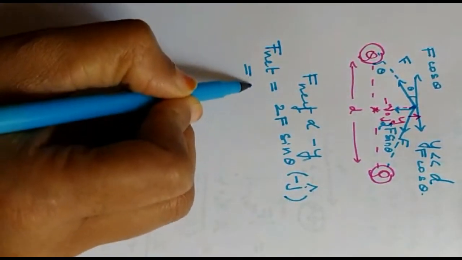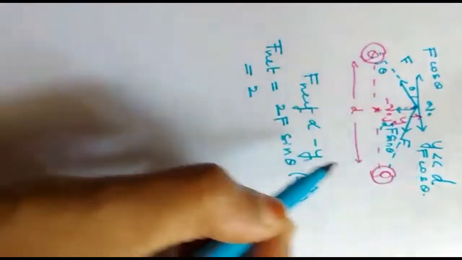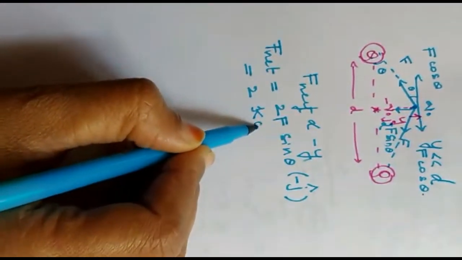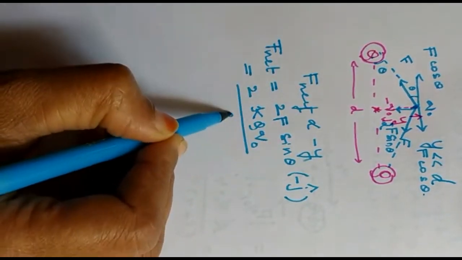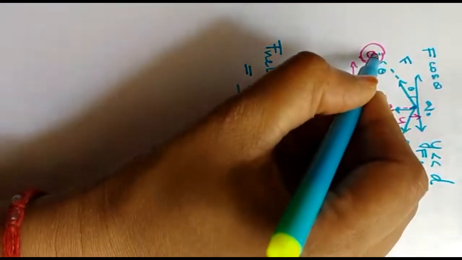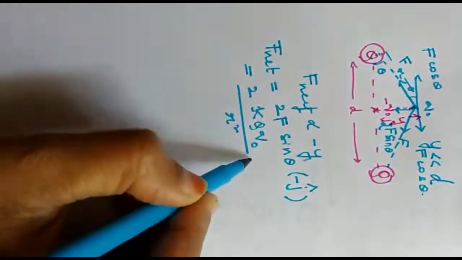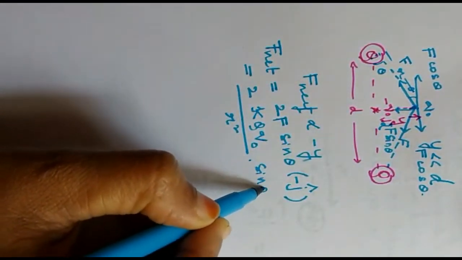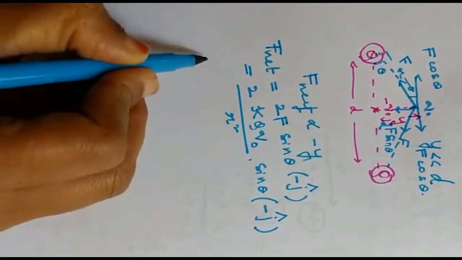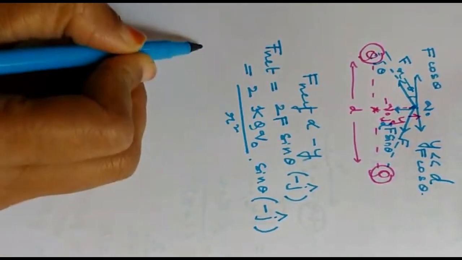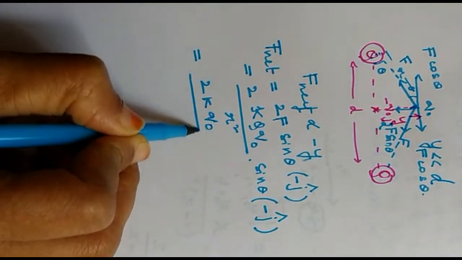Now substitute the value of F. F is the force between Q and Q naught. So K, 1 by 4 pi epsilon naught, Q naught by R square. R is the distance from Q naught to Q. This is R into sin theta into minus j cap. Now substitute the value of sin theta as well as R square, 2k Q naught by.